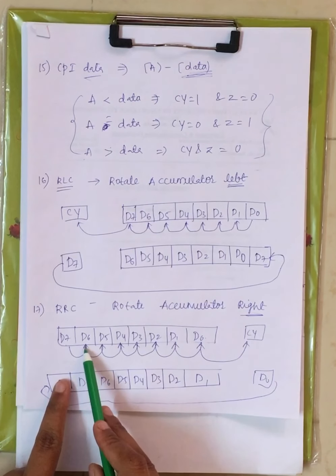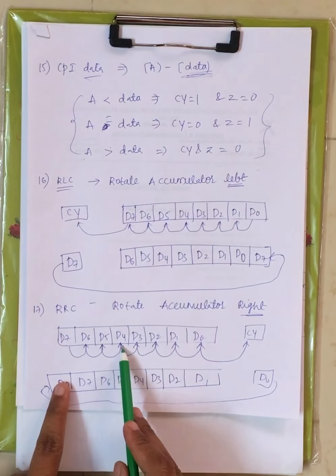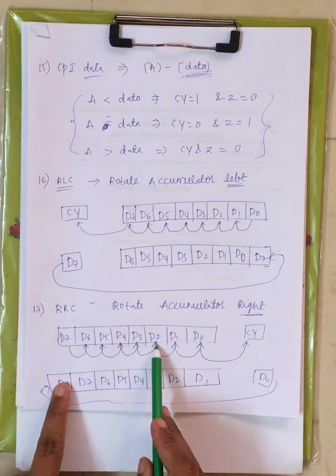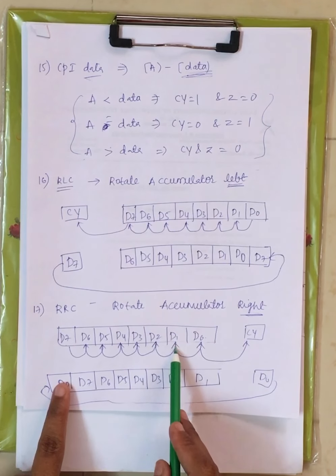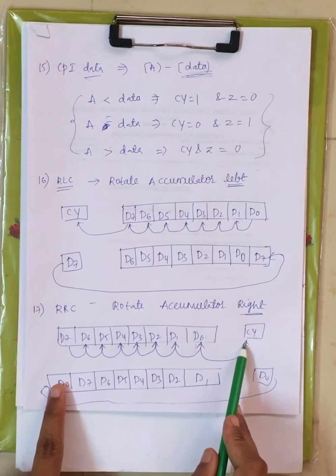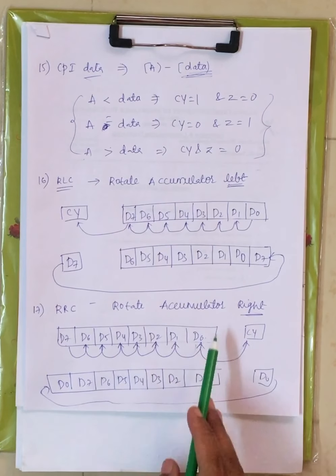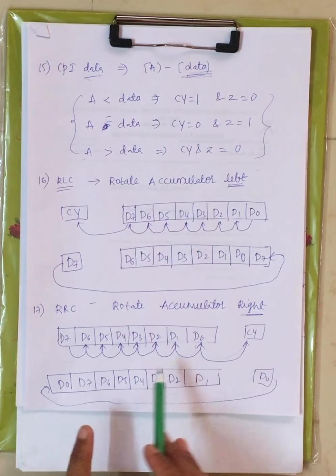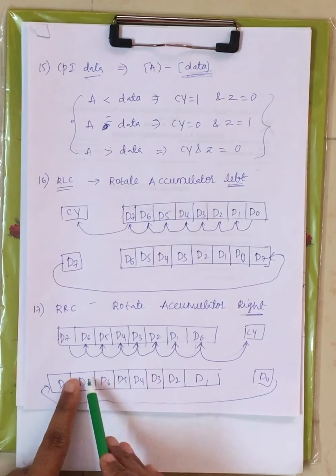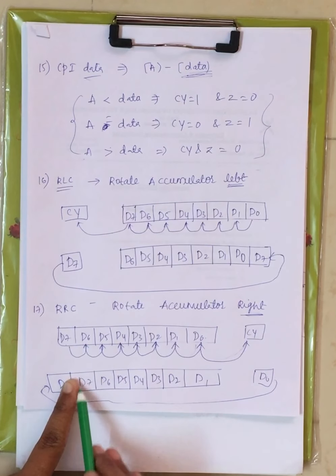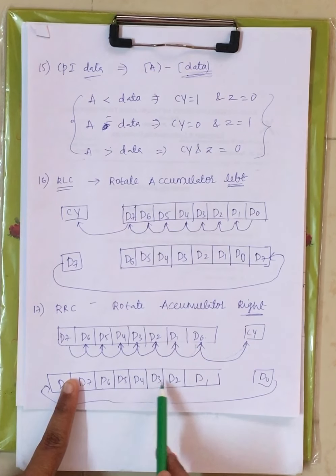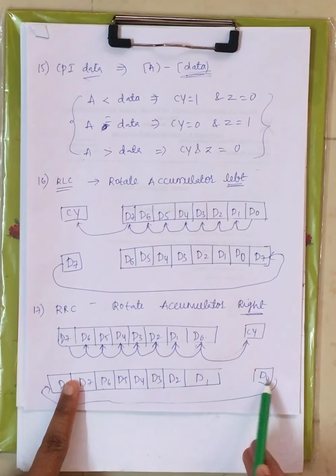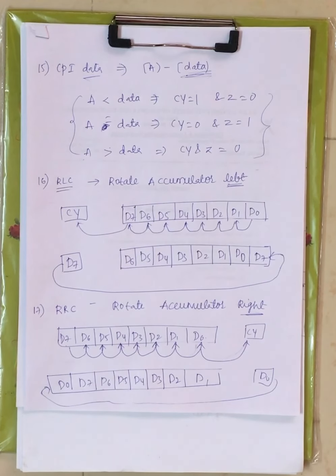Adjacent right: D7 to D6, D6 to D5, D5 to D4, D4 to D3, D3 to D2, D2 to D1, D1 to D0 and carry, right? Now upon shifting to the adjacent right position, the result will be D6 is replaced by D7, D6, D5, D4, D3, D2 and D0, right? Now this is rotated, right? Now this is the result of RRC, right?